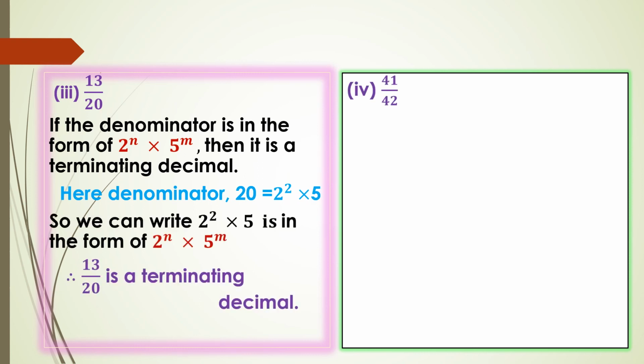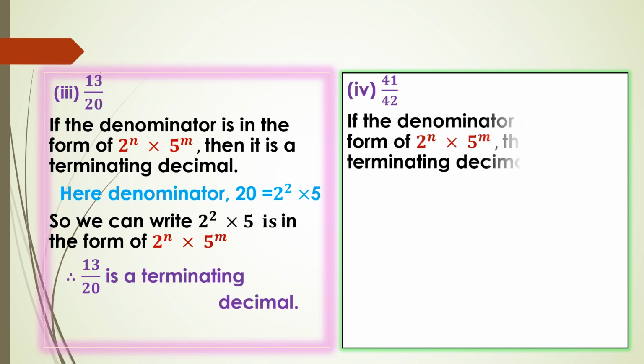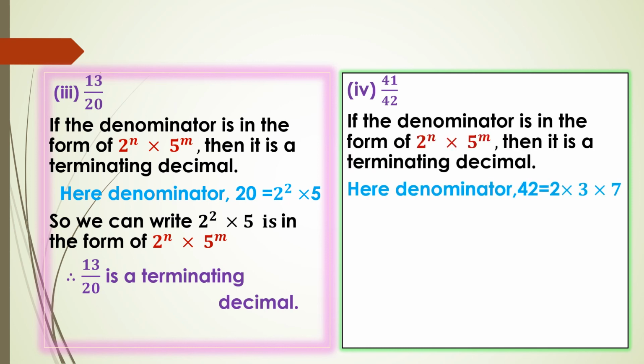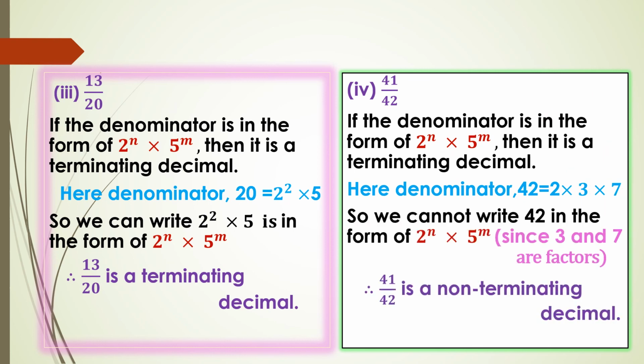Next question, 41 by 42. Do the prime factorization of 42. Here it is 2 into 3 into 7. Other numbers should not be there, but here you got two numbers, 3 and 7. Check whether 41 is divisible by 3. No, it is not divisible. 7, no, it is not divisible. So here there are two more prime factors 3 and 7, but in our formula it should be only in this form. So it is not satisfied. So it is a non-terminating decimal. Understood, children? So here it is completely your exercise 1.